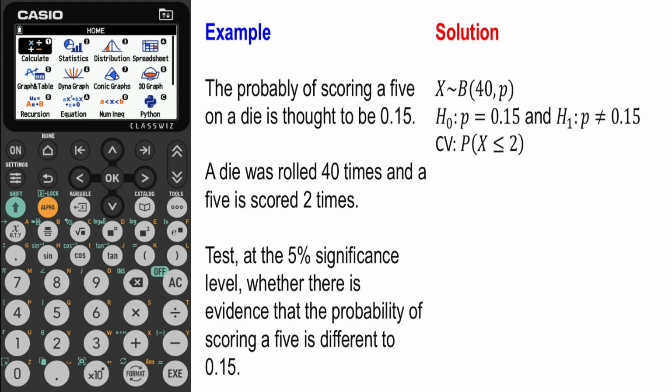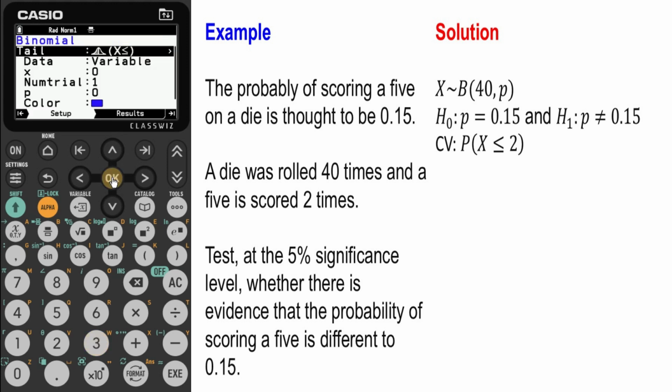We can calculate this using the distribution application. We have a binomial distribution. The tail is as we see here. X is 2. The number of trials we have is 40. P is 0.15.